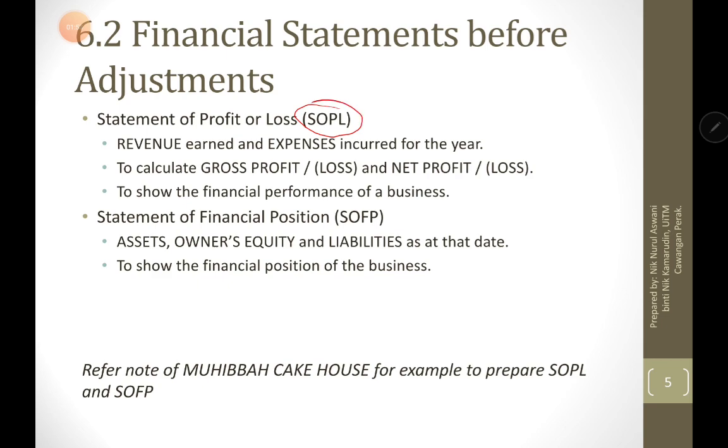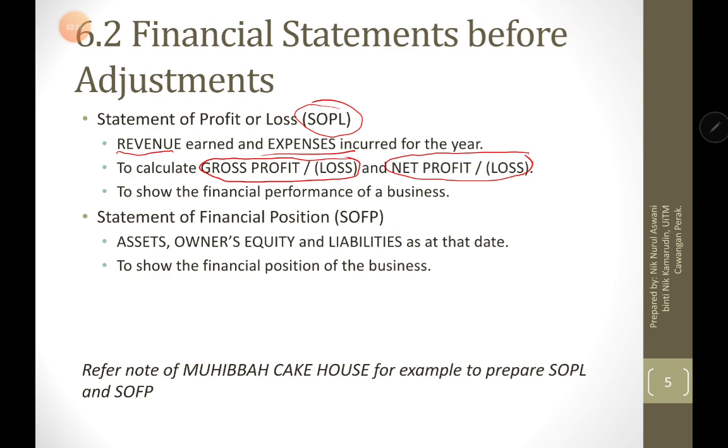we want to match revenue and expenses. This means that in the statement of profit or loss, only two items will appear, which are revenue and expenses, in which we will calculate gross profit or loss and net profit or loss, which is divided into two parts.